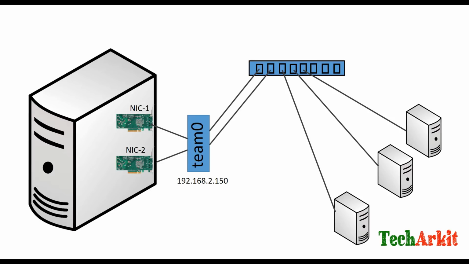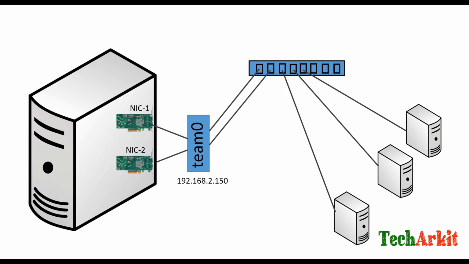So NIC teaming is a very good solution here. In case something happens to one of the NIC cards, the other NIC card can serve without interrupting the services to the end users. So how does this teaming actually work? With teaming, both the NIC cards do not have any IP address.